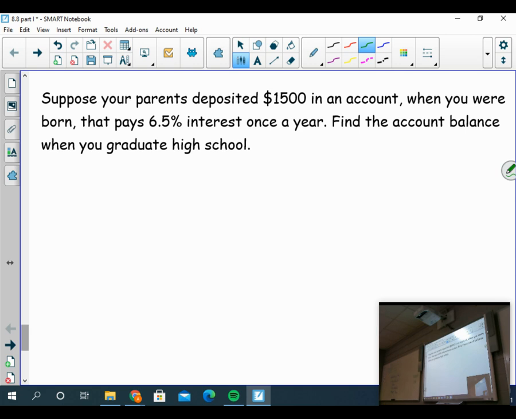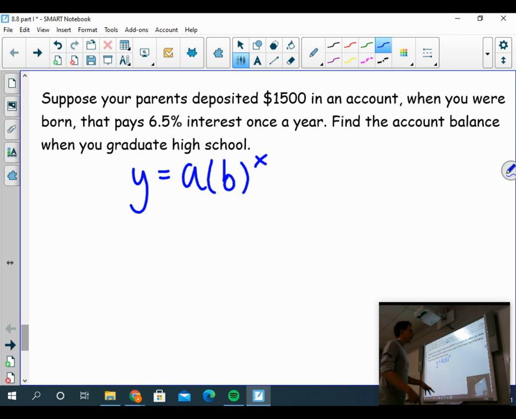Suppose your parents deposited $1,500 in an account when you were born that pays 6.5% interest once a year. We want to find the account balance when we graduate high school. Okay? So what we see here again is an exponential growth situation. We are starting with a positive A amount and we're increasing over time. Our amount is increasing by a percentage, so we know it's exponential growth. We don't have linear growth here.